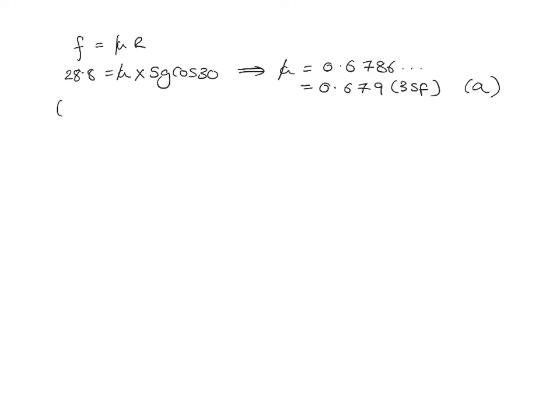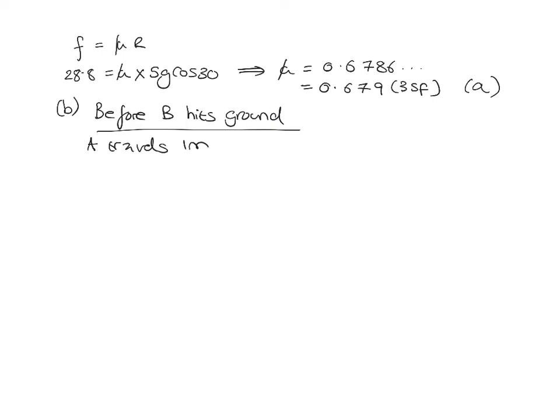Now, part B, we need to calculate the total distance A moves up the plane, assuming A does not reach the pulley. So let's think about what happens before B hits the ground. A travels 1 metre up the slope.